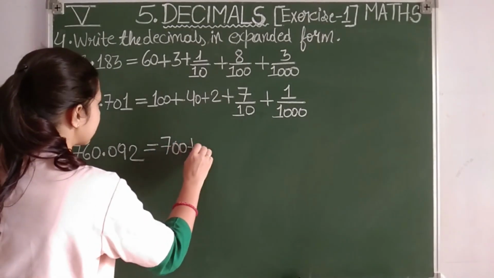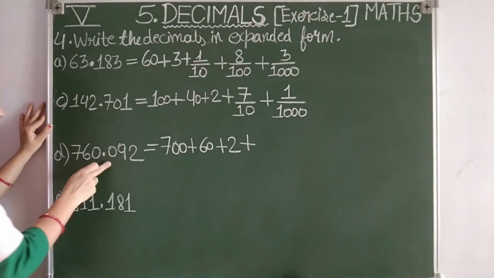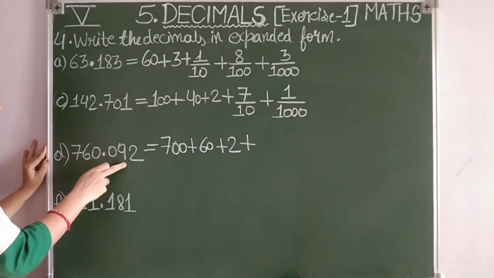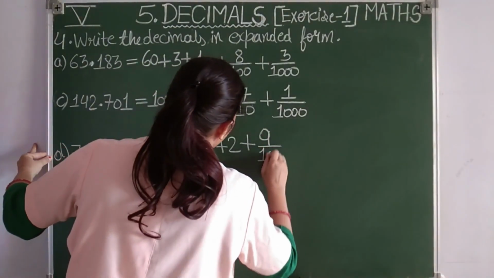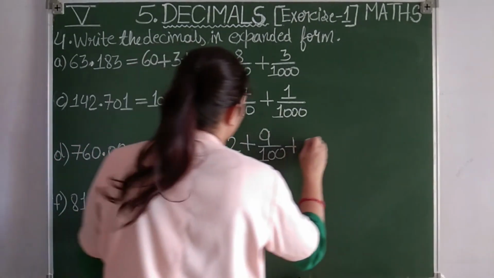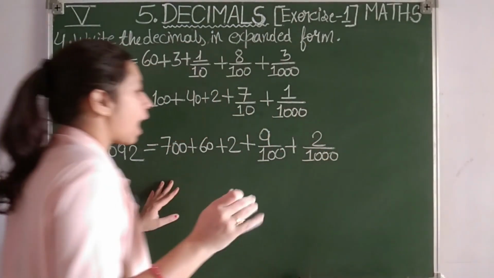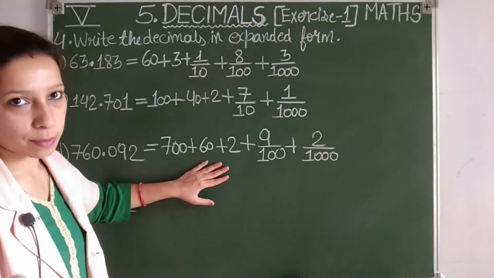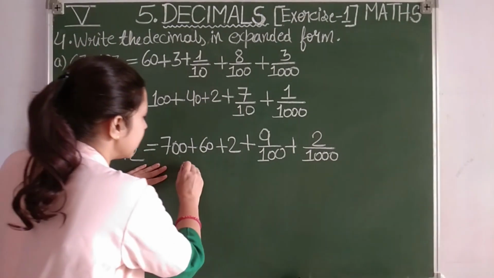700 plus 60 plus 2 plus, again, 0 upon 10, no need to write. You can directly write the place value for 9, which will be 9 upon 100 plus 2 upon 1000. Clear? Now if we are asked to write this number in decimal form, we have to write this expanded number in decimal form, then how to write?